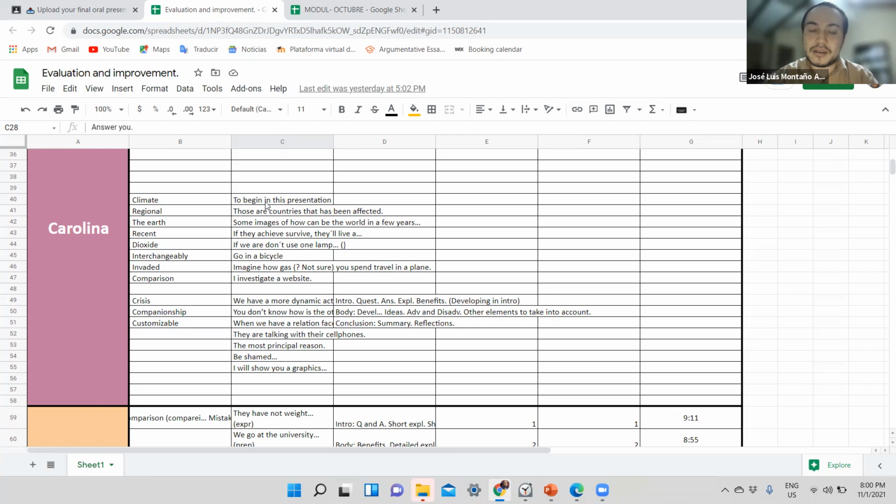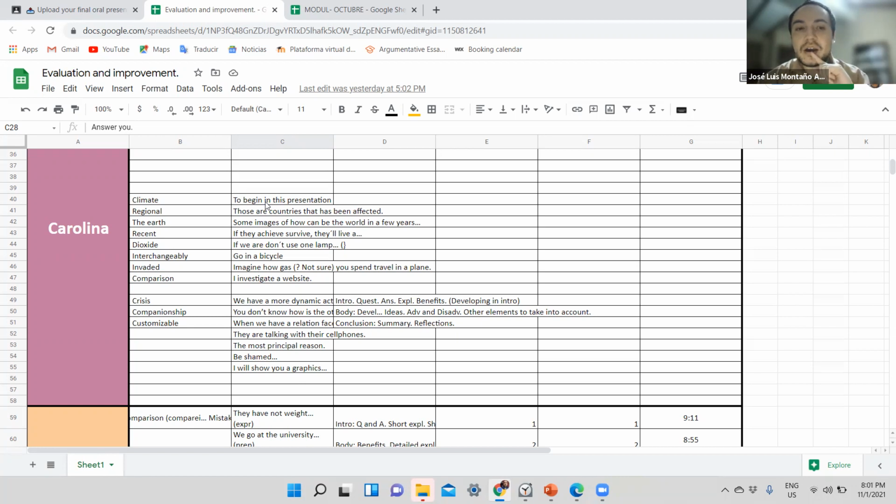Those are countries that have been affected, right? Some pictures, images could be some pictures of how the world can be. So it's order and expression, right? Some pictures of how the world may change or may result in a few years and so on and so forth. Then if they achieve, or if they get to survive, they'll live and so on.